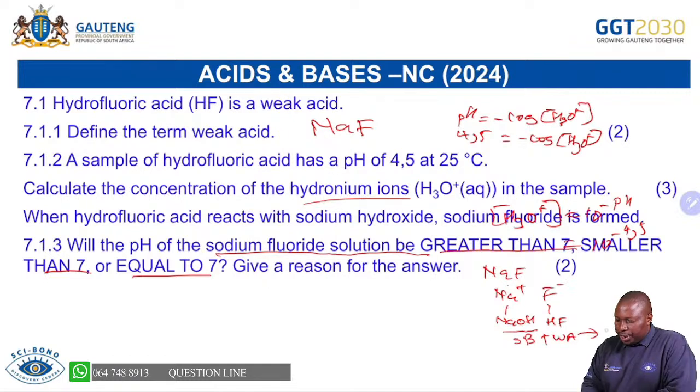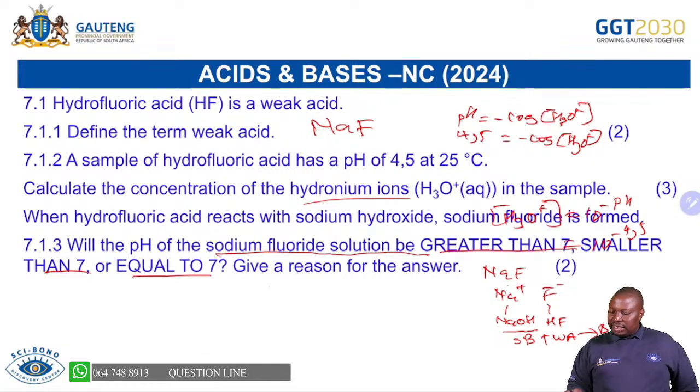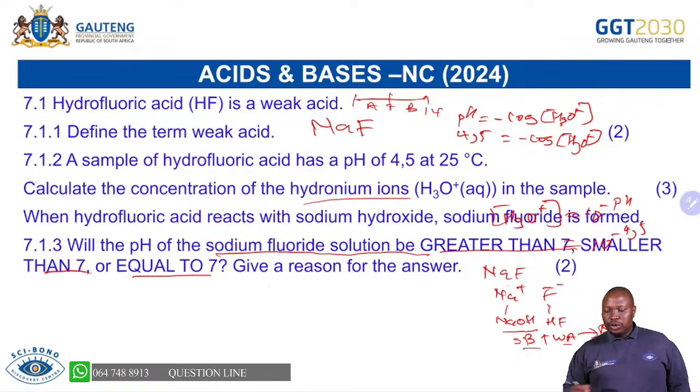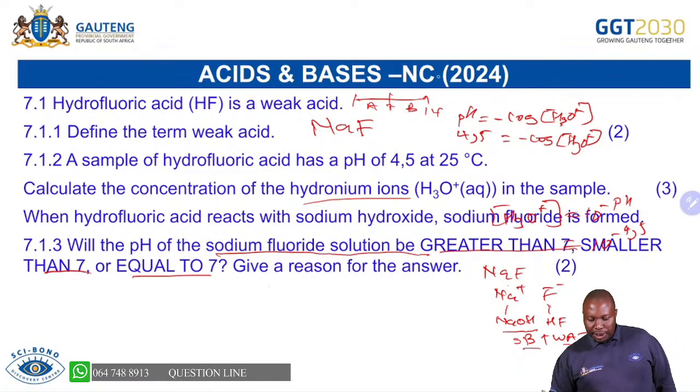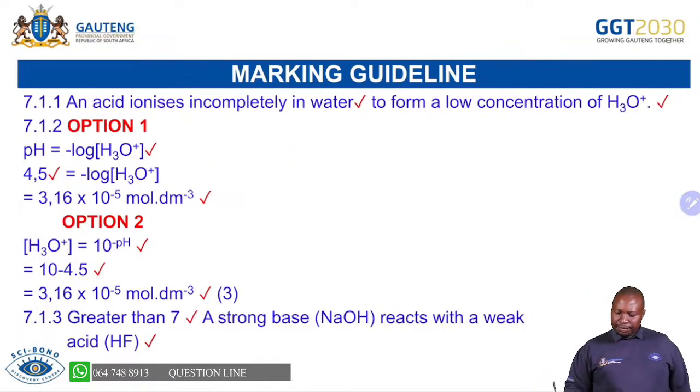So the solution will be alkaline or basic. So you are expecting that it must have a pH greater than 7. Remember, our pH scale is from 0 to 7 to 14. So anything less than 7 we said is acidic, anything more than 7 is basic. So you are able to see that if you have a strong base and a weak acid, it will definitely form a basic solution, and the pH will be greater than 7. So you are able to answer such questions.